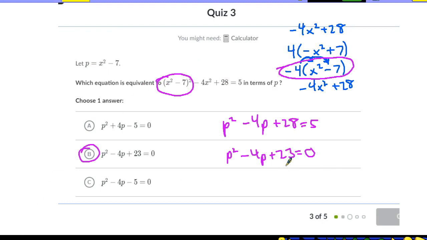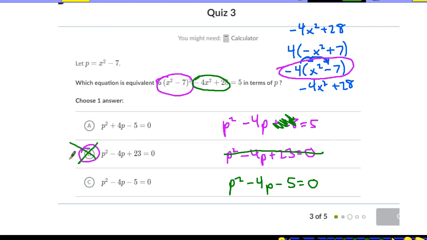Okay. Made a little mistake here. I forgot that when I wrote this is negative 4p, and it includes the 28. In other words, all of this is negative 4p, including the 28. So there is no plus 28, so it's all this. So the correct answer is going to be p squared minus 4p minus 5 equals 0, which is not B. It looks like it should be C.